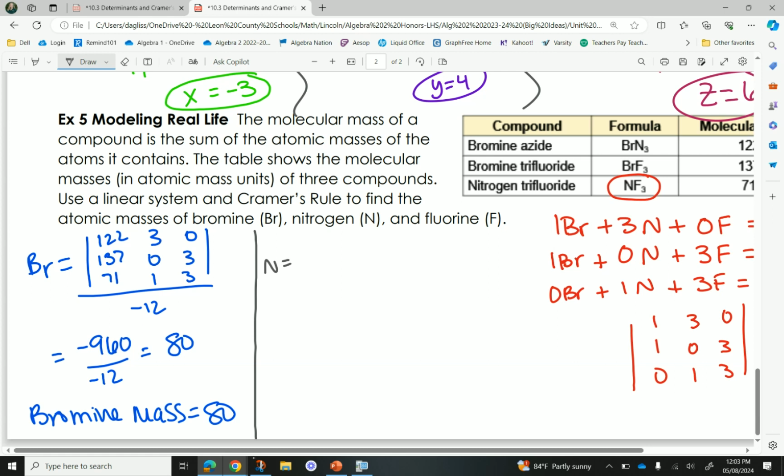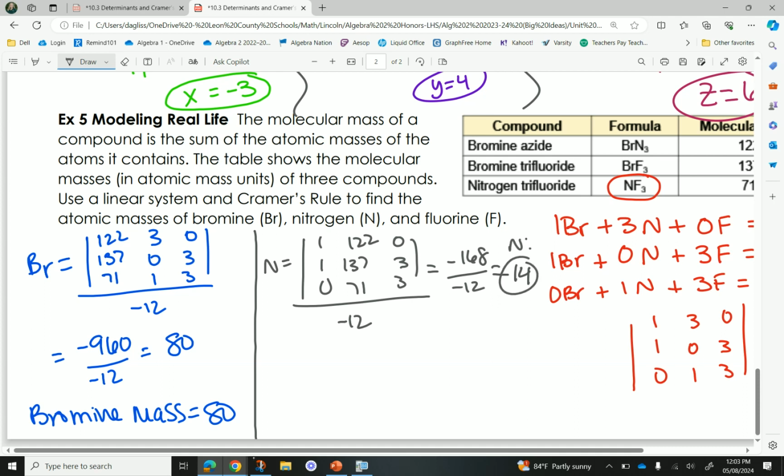What are the units? It just says atomic mass units. So for nitrogen, we did 1, 1, then 122, 137, and 71. And then we had 0, 3, 3. The determinant of that is equal to negative 168. So divided by 12, that gives us an atomic mass of 14 for nitrogen. And then our fluorine, what do we get for fluorine? I got 19. Good, we should get 19 for our mass.